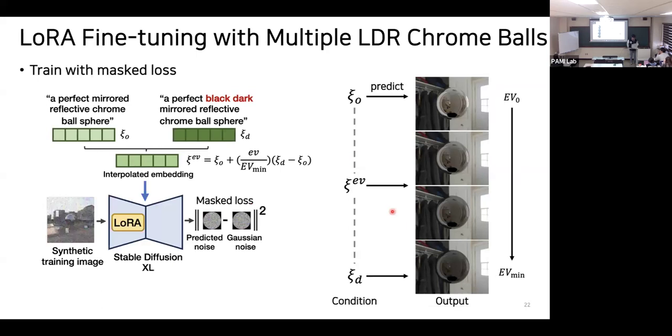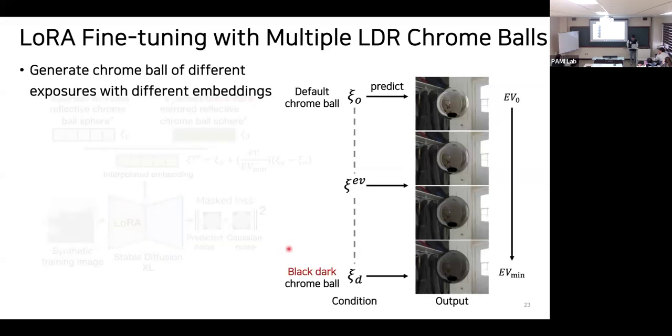And with these paired embeddings and chrome balls, they can fine-tune their latent diffusion model like this. In this process, they used a masked loss, which only calculates the loss in the region of the chrome ball. With this paired training, their model can generate different chrome balls of different exposures depending on these embeddings.